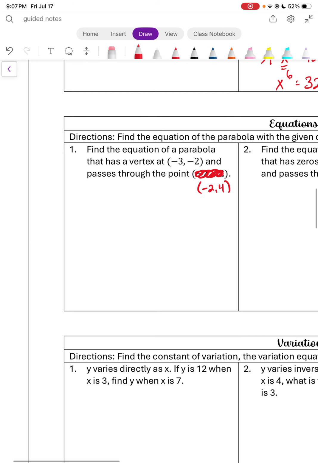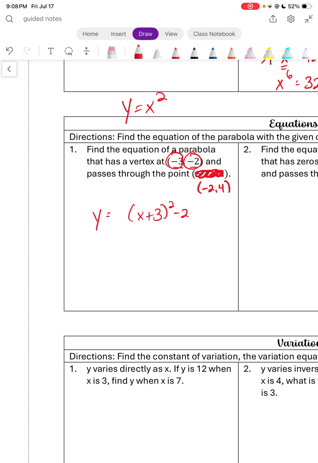So the first one says find the equation of a parabola, which, by the way, we all remember parabolas look like this. So we're looking for the equation for a parabola that has a vertex at (-3, -2). We're moving it left 3, down 2. So I'm going to take my parabola, move it left 3 by doing (x + 3) squared, and down 2. So now this has the vertex we need.